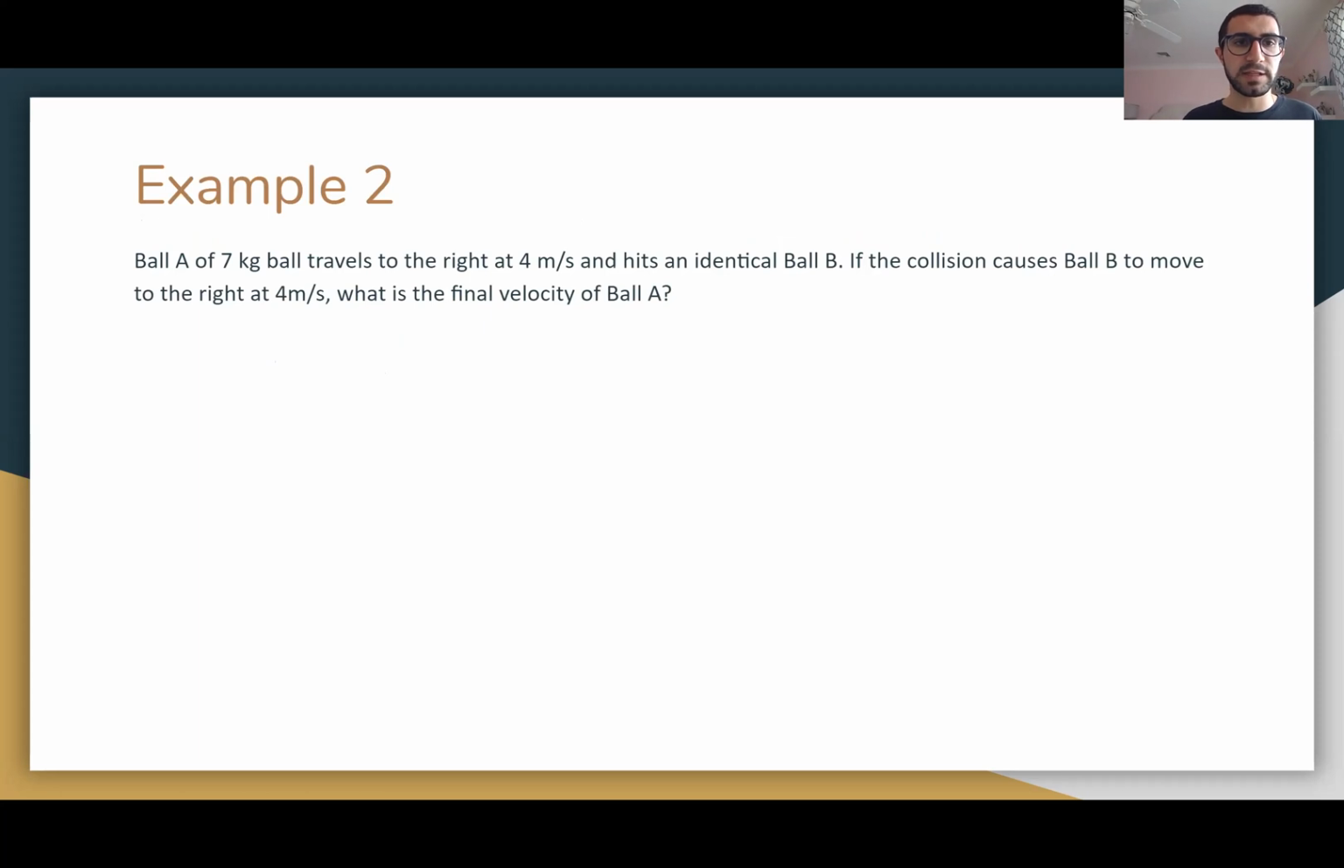Ball A of 7 kilograms travels to the right at 4 meters per second and hits an identical ball B. If the collision causes ball B to move to the right at 4 meters per second, what is the final velocity of ball A? So pause the video and do this problem out. So let's see how we would do this problem.